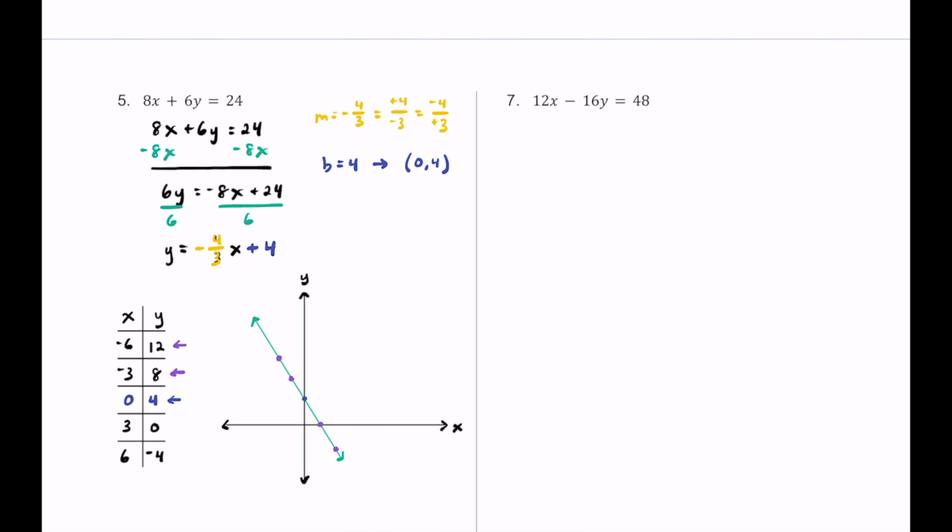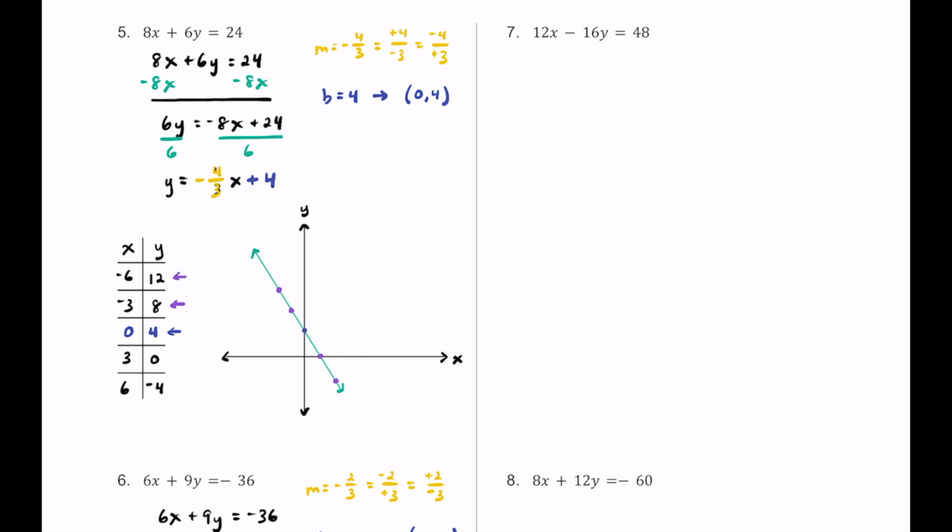All right, let's take a look at number 7. For number 7, we have 12x. Let's go ahead and copy this as I say it. 12x minus 16y is equal to 48. Let's go ahead and get y alone. So let's go ahead and subtract this 12x from both sides. That will get it to the other side for us. Those will go away, so we're left with negative 16y is equal to negative 12x plus 48.